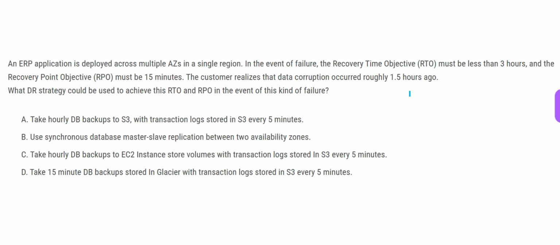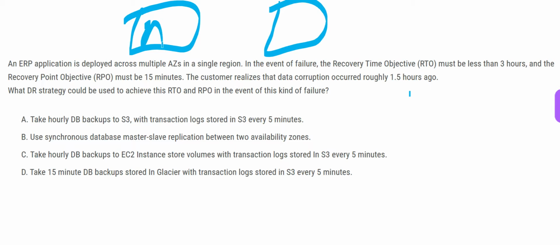So this is the next question. There is an application and it is multi-AZ. So you have this application supported by AZ1 and AZ2. There are 2 AZs. When a failure happens, the client says, I need an RTO of less than 3 hours. That is the recovery time objective, and a recovery point objective of 15 minutes. And the data corruption has already happened 1.5 hours ago. So how will we meet these objectives?